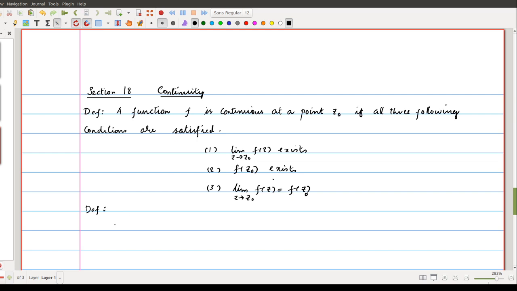We already discussed the definition of the existence of a limit, so we apply that definition to the third condition. We will get: for every epsilon greater than 0 there should exist delta greater than 0 such that modulus of f of z minus f of z0, where we just replace the limit L by the functional value itself, is less than epsilon whenever mod z minus z0 is less than delta.